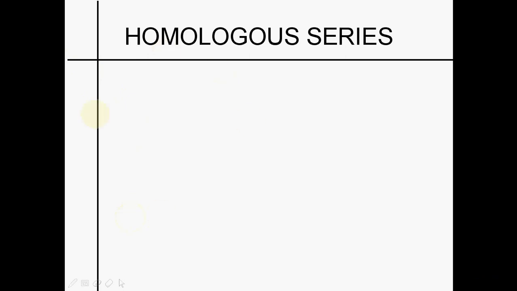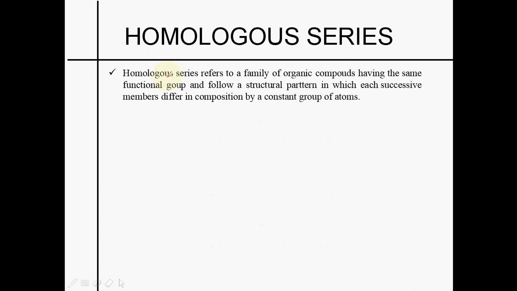Today we look at homologous series. So to start with, we need to define what homologous series is. And what is homologous series? Homologous series simply refers to a family of organic compounds having the same functional group and follows a structural pattern in which each successive member differs in composition by a constant number of atoms.